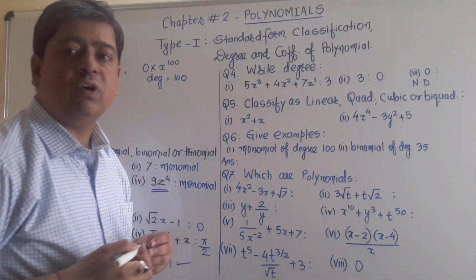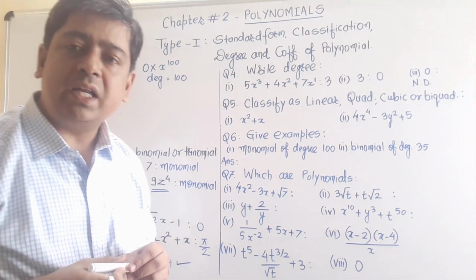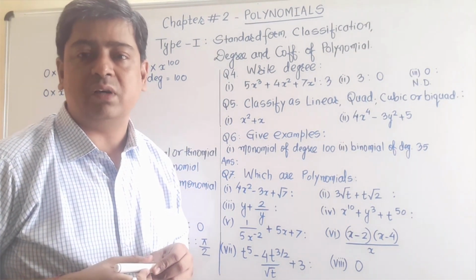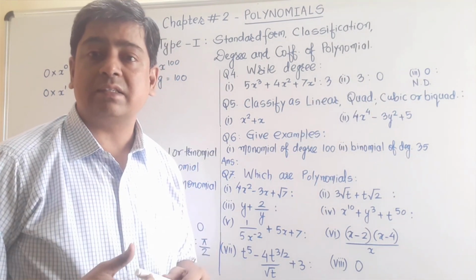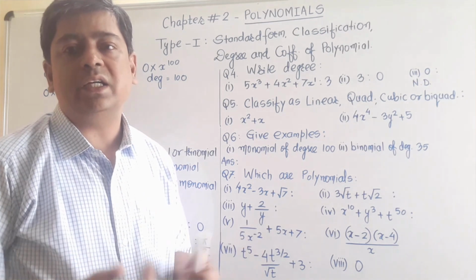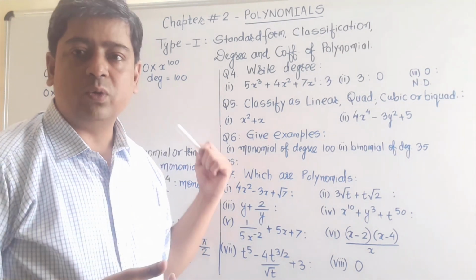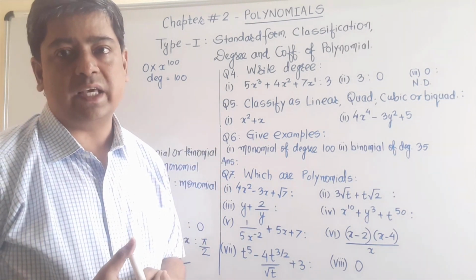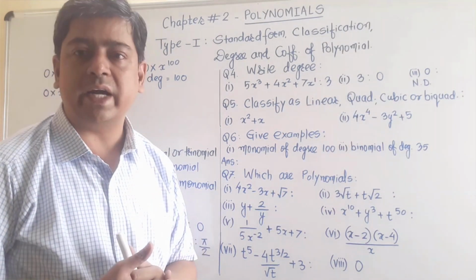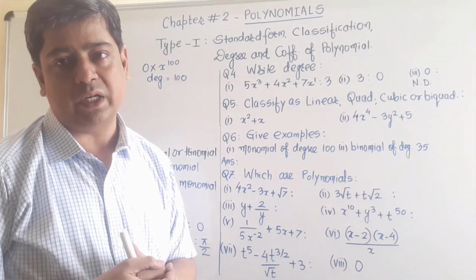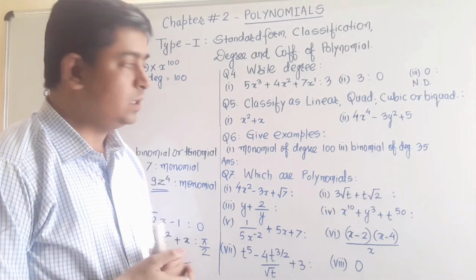You will observe this question in many multiple choice questions and fill in the blanks. This is a regular 1 mark question. They ask, and students get confused about why the degree cannot be defined. So I told you the reason. This way we can justify why the degree cannot be defined for the 0 polynomial. Okay, now let us see question number 5.